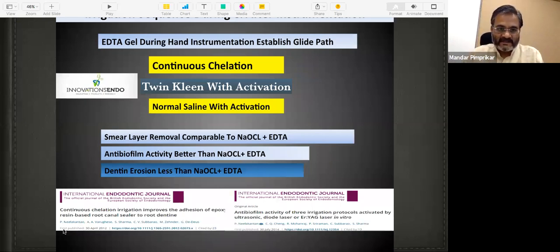Now, these are some of the studies which are listed here. Continuous chelation irrigation improves the adhesion of epoxy resin based root canal sealers to dentin, and has anti-biofilm activity. So now you have to decide whether you want to stick to the conventional irrigation protocol or switch to continuous chelation. I don't know how many of you attended Dr. Prasanna's question answer session the other day.